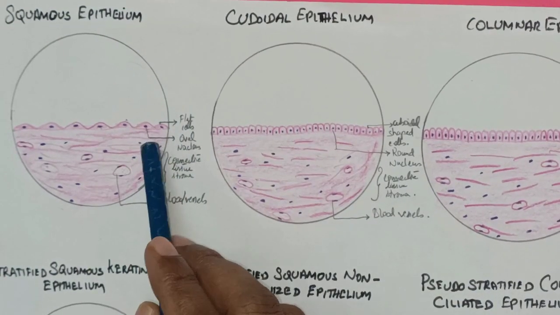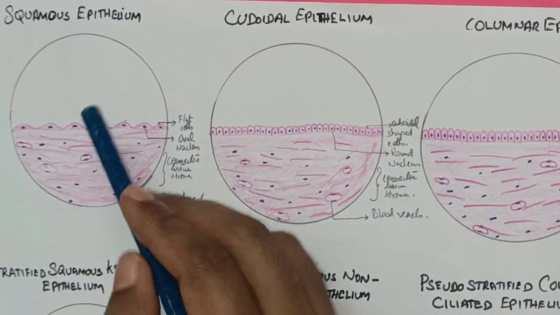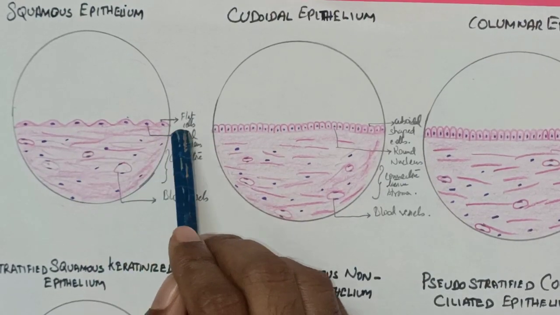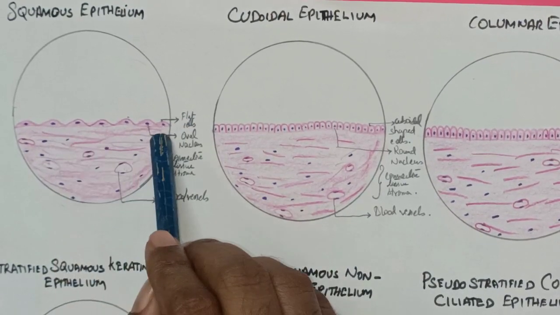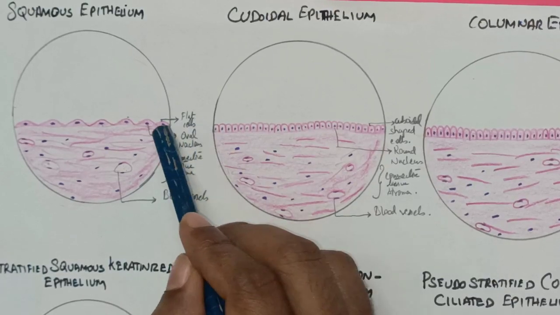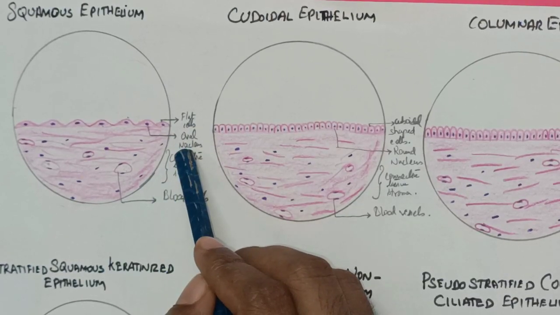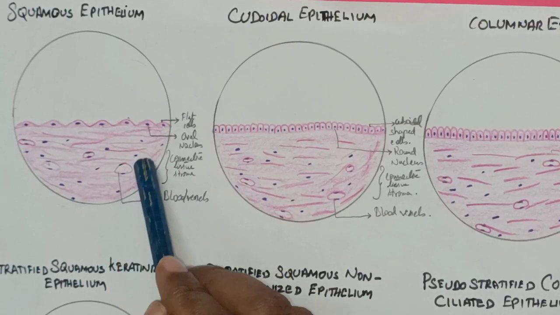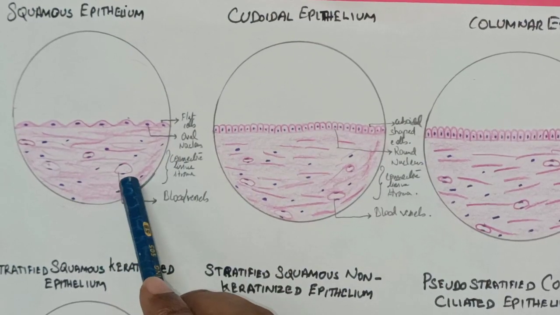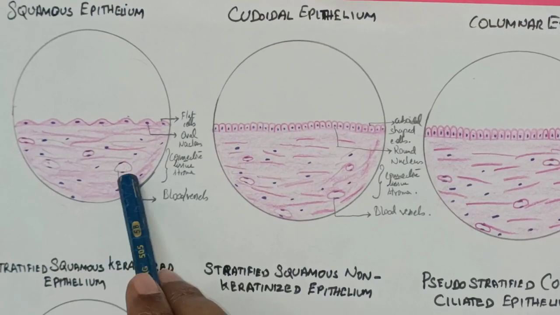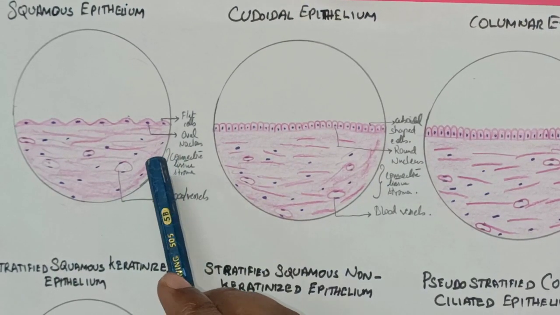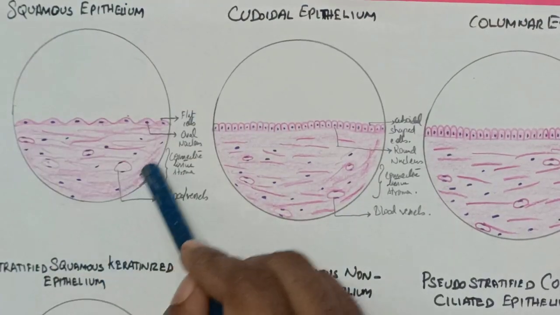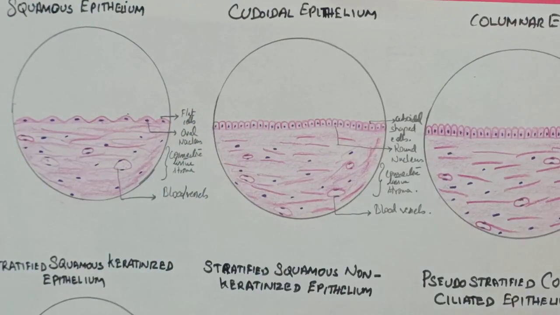When you see the squamous epithelium slide under the microscope, you will see cells like this: flattened cells arranged in the architecture, with an oval nucleus. The underlying connective tissue shows fibrous tissue embedded with small blood vessels. That is common in all connective tissue, for the nourishment of the epithelium. This circle is the microscopic field.